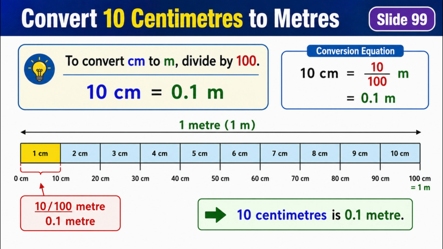Convert 10 centimeters to meters. To convert centimeters into meters, divide by 100. 10 centimeters means 10 over 100 meters. 10 over 100 is 0.10, which is the same as 0.1. So, 10 centimeters equals 0.1 meter.